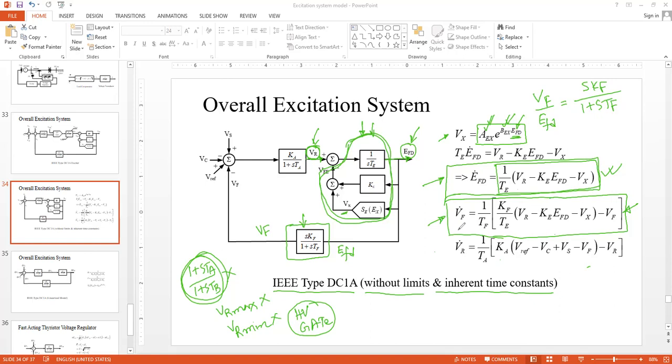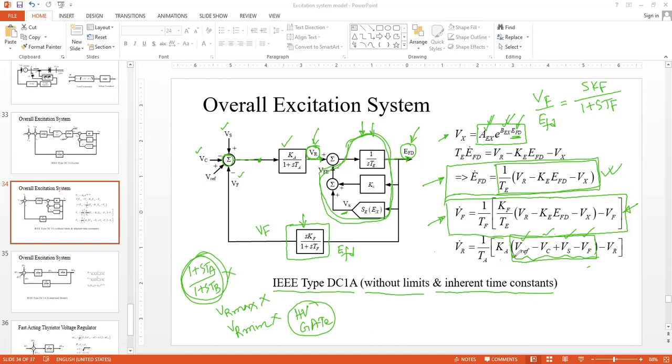And the last one that we are left with is this block over here. Again, our output is VR and input is whatever signal is coming as the output of this summing junction. The output of the summing junction is simply this one that is written over here. So we have VREF, the positive input to the summing junction. VS is another positive input to the summing junction. And there are two negative inputs, one is VC, another one is VF. So VC and VF.